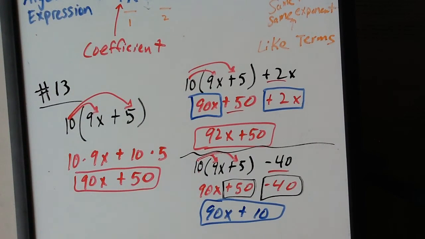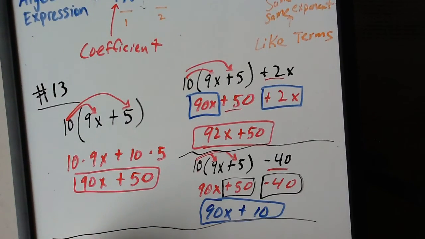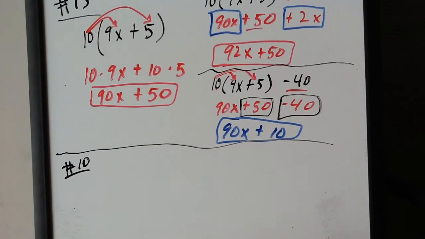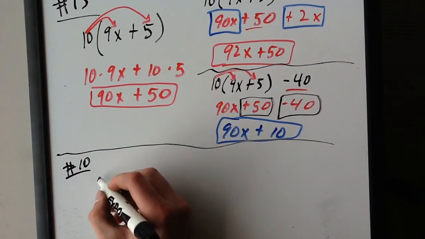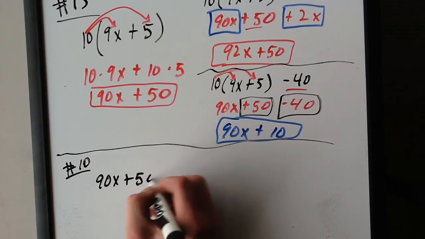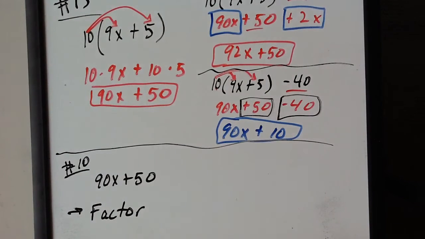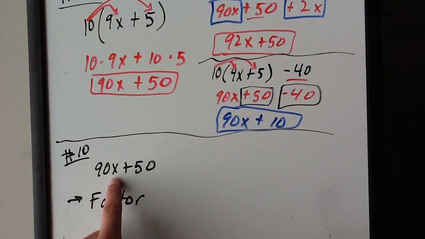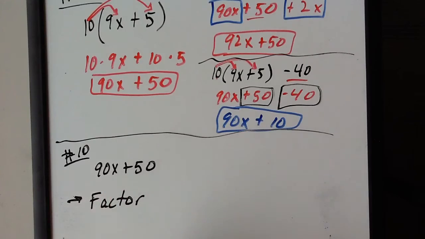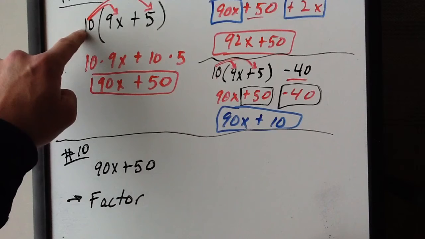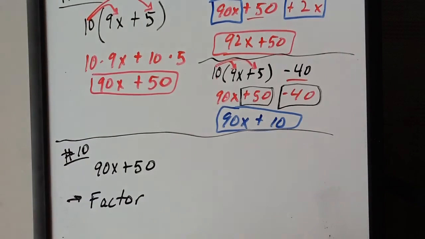The last example I'm going to do is one factoring example. This is number 10 on the 6.1 packet, page number 1. Here I am given 90x plus 50, and I need to factor this. Now, factoring is essentially reverse distributing. Whenever you factor something, you need to write this expression as a product. As you can already tell, this is what we got when we distributed up here. So our answer is going to be what we started with, 10 times 9x plus 5. But let's see how we get there.